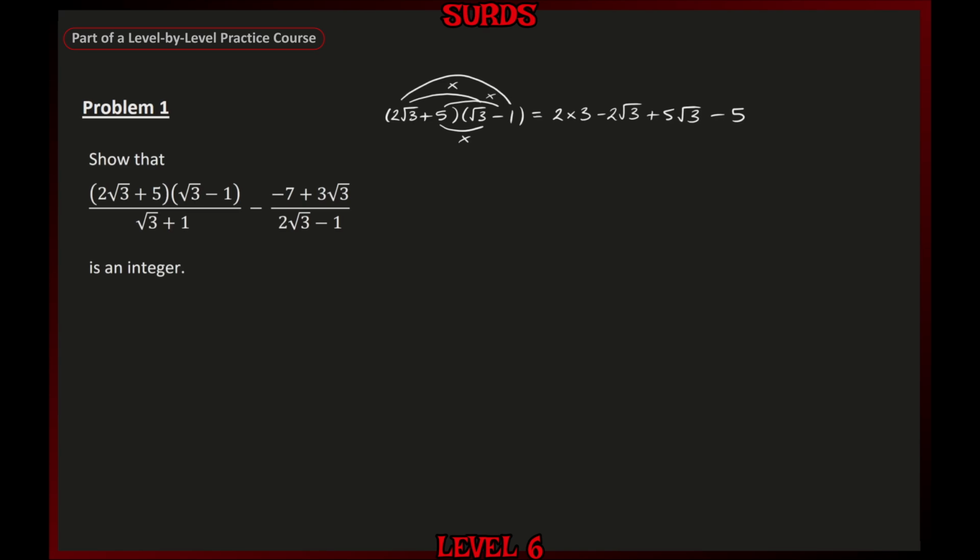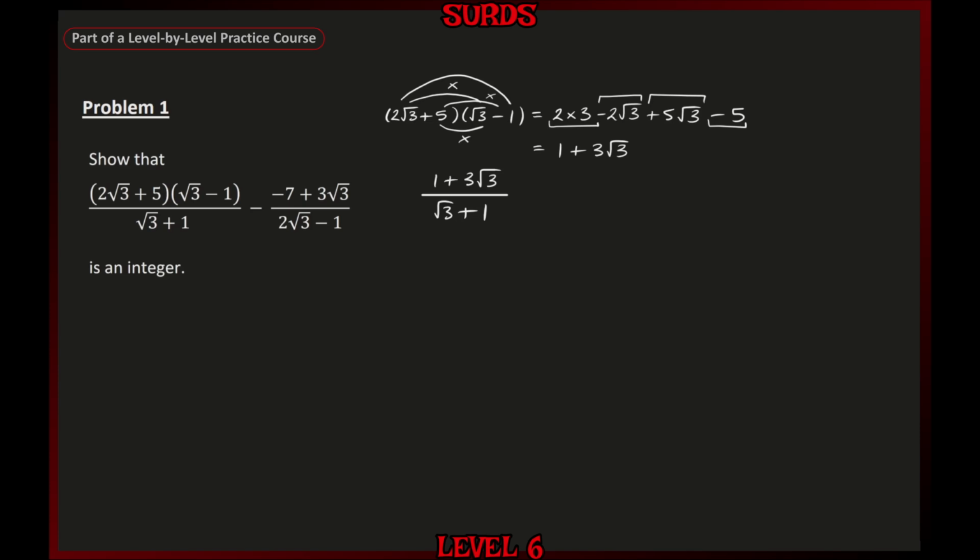And we can simplify here. So we have 2 times 3, which is 6, minus 5 gives us 1. So this becomes 1. And then minus 2 root 3 plus 5 root 3 gives us plus 3 root 3. So the numerator of the first fraction is equivalent to 1 plus 3 root 3. We can now rewrite that first fraction as 1 plus 3 root 3 divided by root 3 plus 1. And now we're in a better position to rationalise.